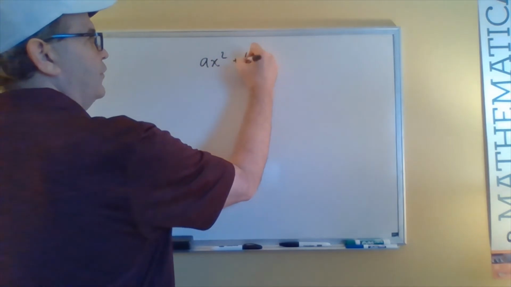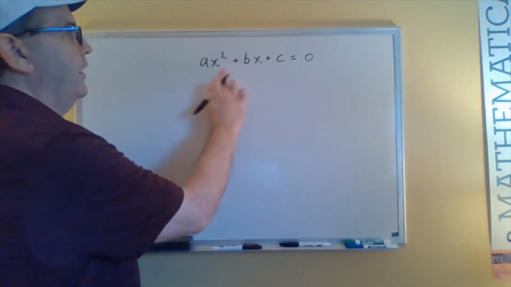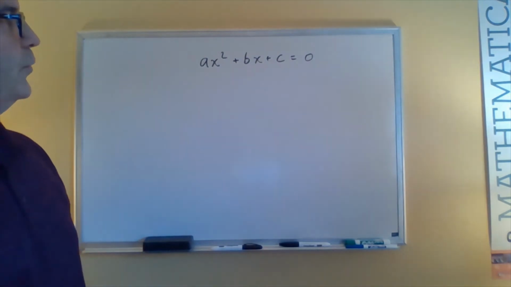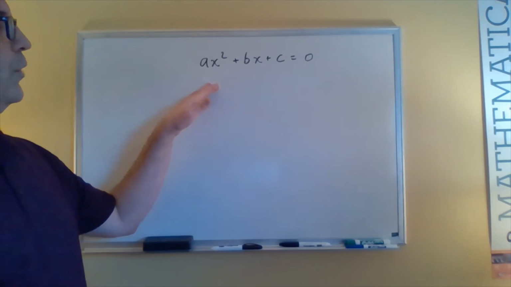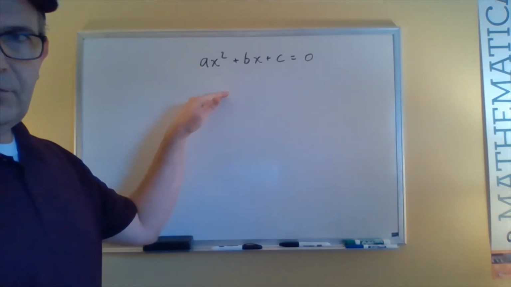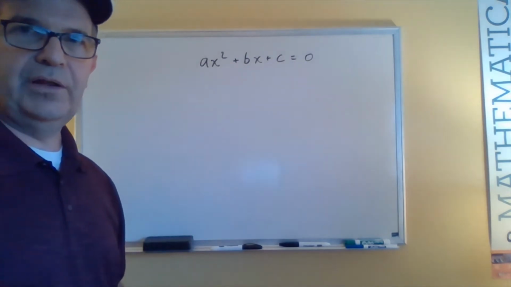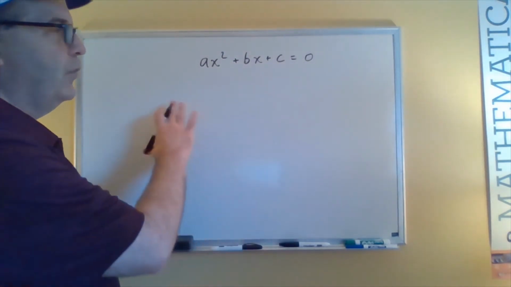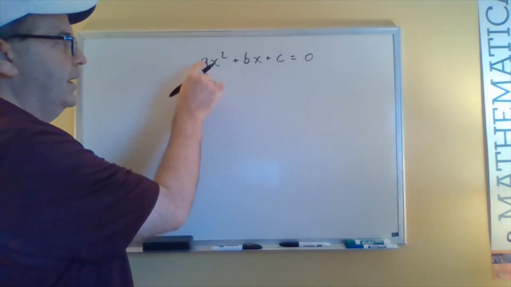We have the standard form of a quadratic equation right here. ax squared plus bx plus c equals 0. We need to have our equations written in this format in order to correctly apply the quadratic formula. So what we're going to practice today is just rewriting equations into this format and identifying a, b, and c.